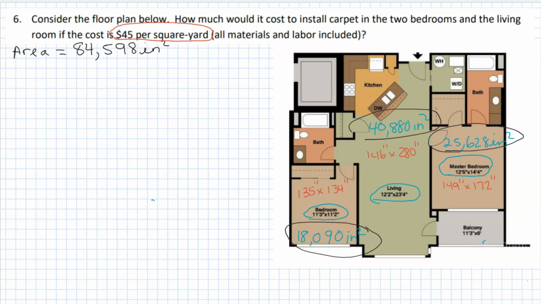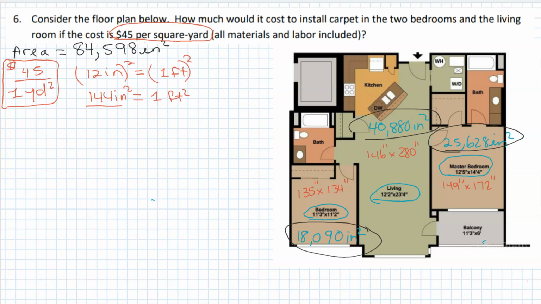$45 per square yard. $45 is to 1 square yard, right? So the question here is, how do you go from square inches to square yards so you can use that? Well, we know that 12 inches is in 1 foot. So when we square both sides, we will see that 144 square inches is in 1 square foot. And that's the conversion that we're going to use.